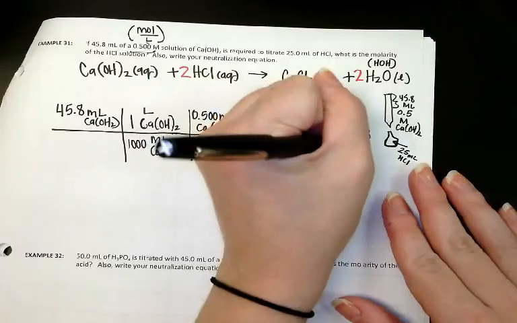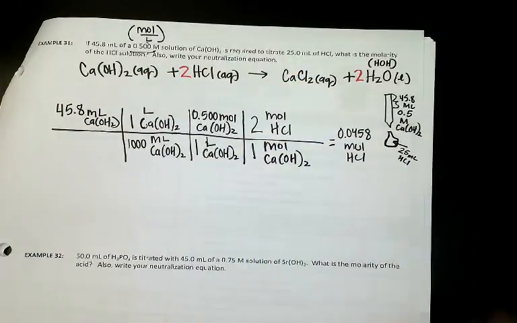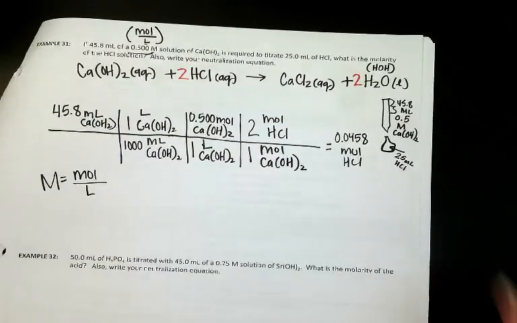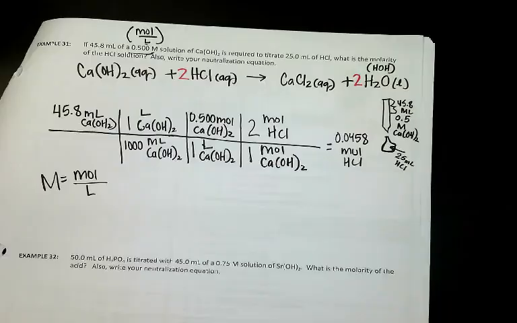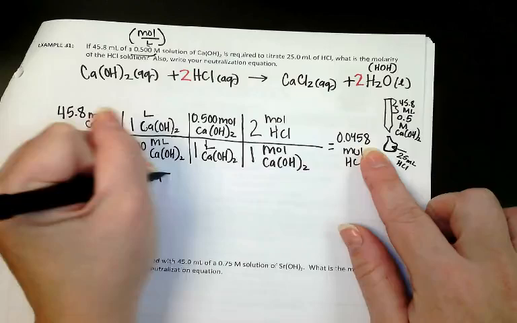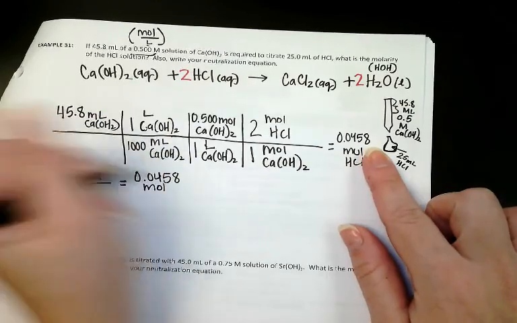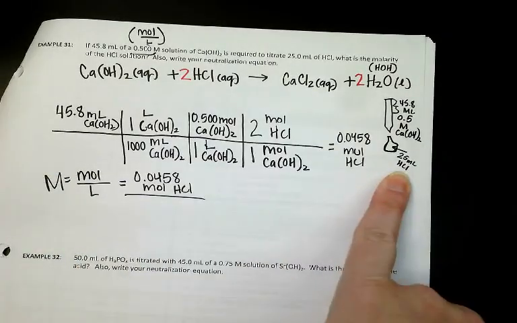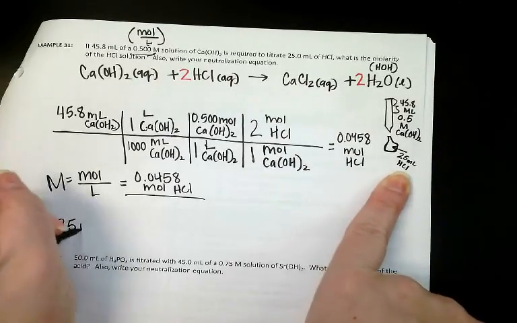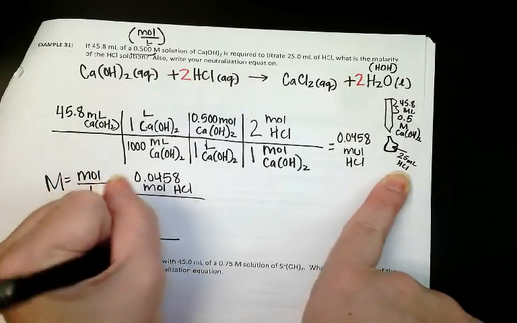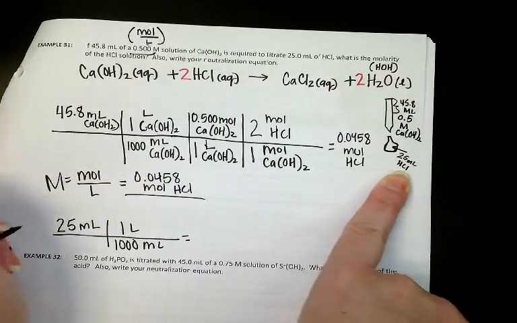Now I can use that to calculate my molarity of hydrochloric acid. So I got my moles, which is 0.0458 moles of HCl. But what is my volume of HCl? 25 milliliters. So I'm going to need to do another conversion. So I'm going to go down here, do a little conversion, and that's going to give me 0.025 liters.